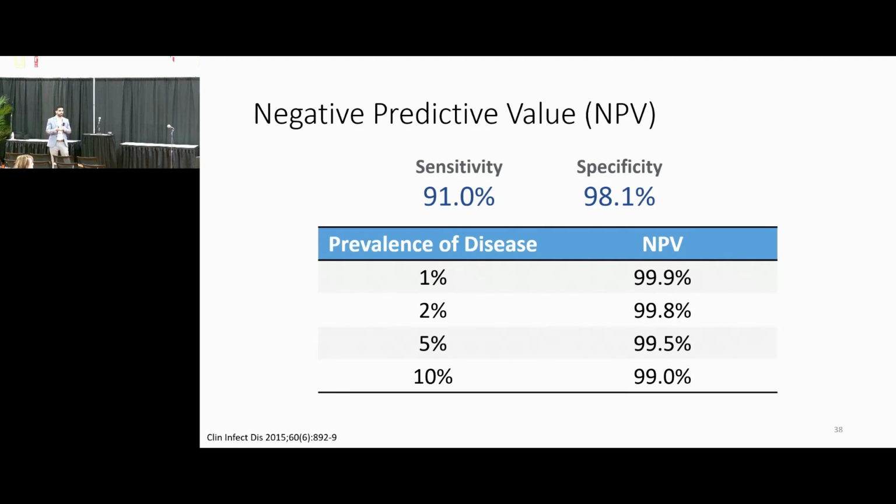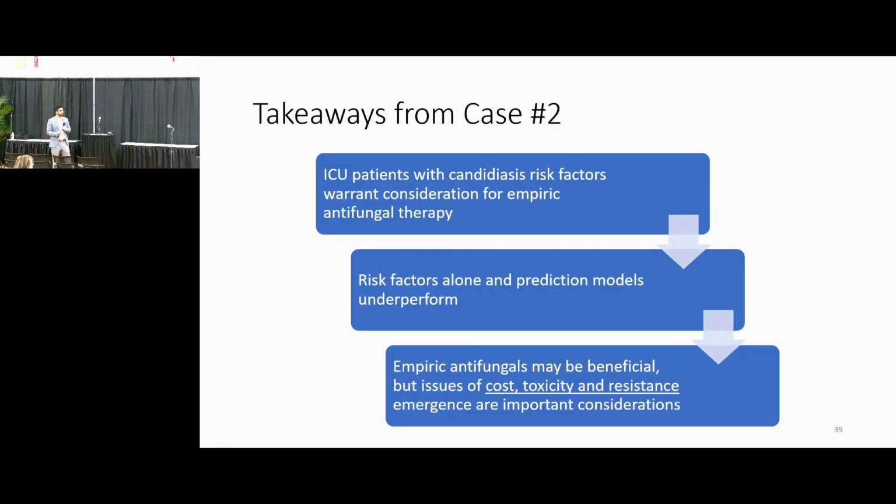So the utility really helps us from a stewardship perspective in patients that have a low pretest probability of candidemia, and then just adding a very accurate piece of information to help change the antimicrobial therapy based on the whole clinical picture. And so our main takeaways is, like I said, we had an ICU patient with Candida risk factors that was on empiric antifungals, and those patients weren't in consideration for antifungal therapy, right? But the risk factors alone and these prediction models, they really underperform.